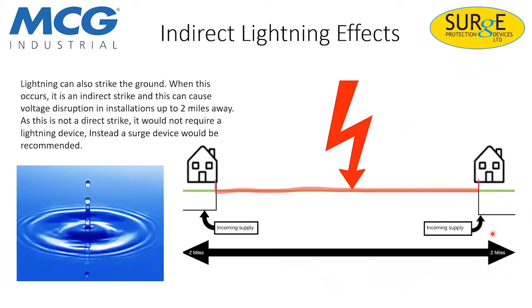We also have to consider indirect lightning effects. So lightning can also strike the ground, and when this occurs, we call it an indirect strike, and it can cause voltage disruption in the installations up to 2 miles away. Because it's not a direct strike, it doesn't need a lightning protection device, but we need a surge protection device, which can handle that voltage disruption on the electrical installations.